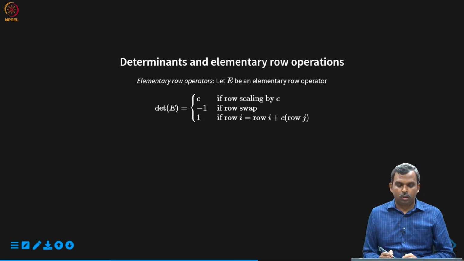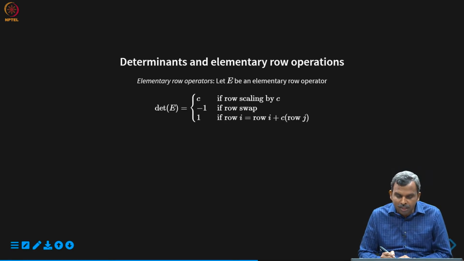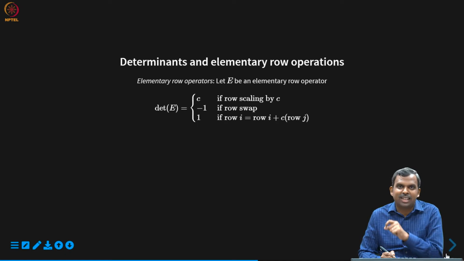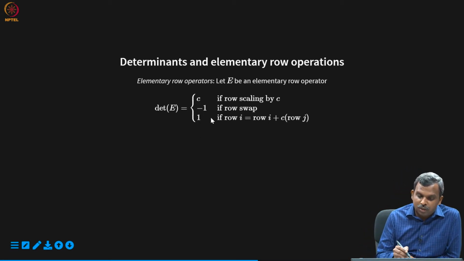Okay, so it turns out one can say a lot more about determinants. These elementary row operations are very easily tied to determinants. The first thing is one can compute the determinant for the elementary row operators very easily. Let me just show you the first one.